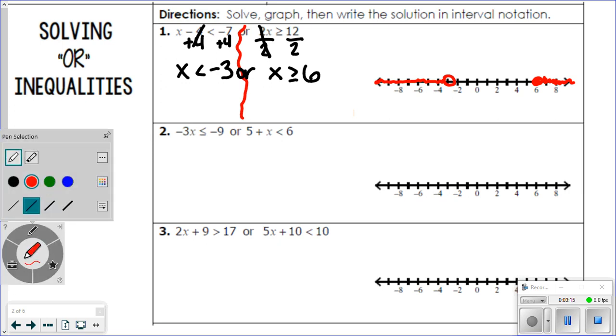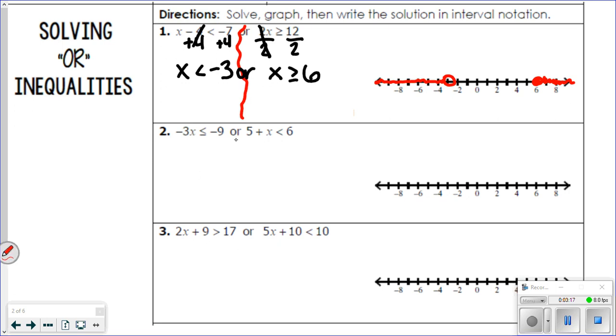So on all of these "or" inequalities, you're going to do the exact same thing. You're going to solve both of these separately. And then you're just going to graph them on your number line. So pause the video and you can finish this set of questions.